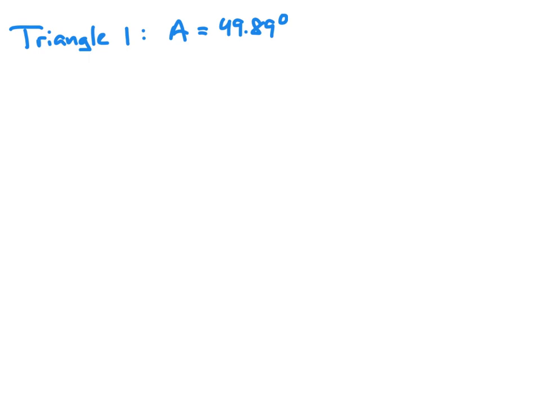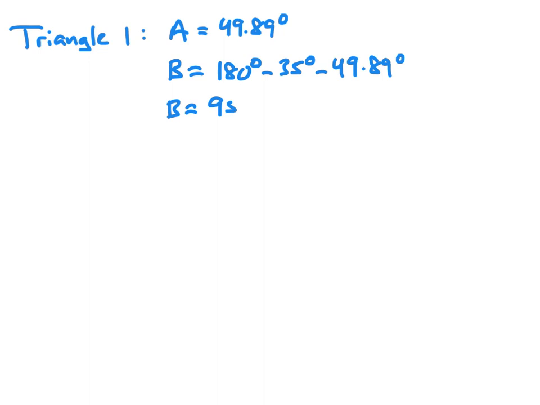For triangle 1, we're going to assume that angle A is 49.89 degrees. We already know angle C is 35 degrees, and so to find angle B, we can simply subtract the two known angles from 180 degrees, which is the angle sum of a triangle. And we see that B in this triangle would be 95.11 degrees.